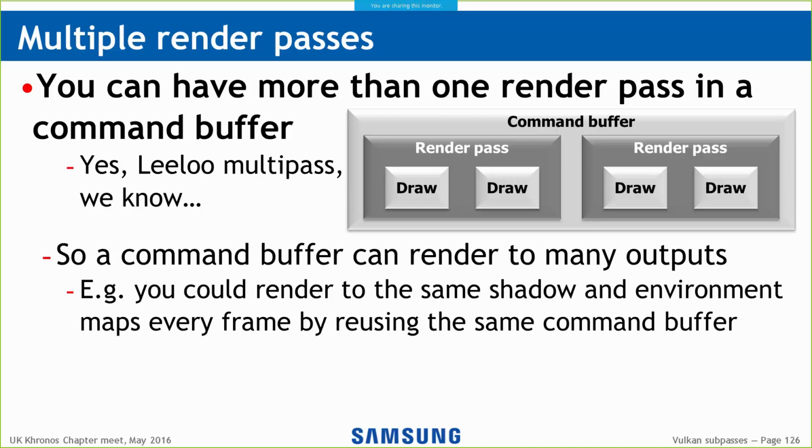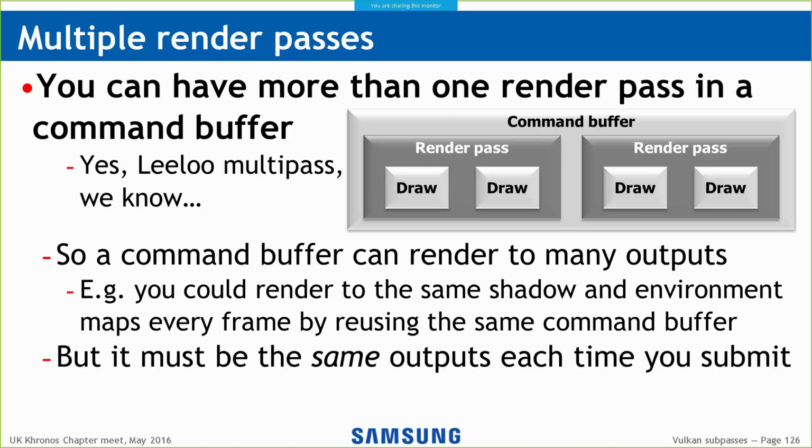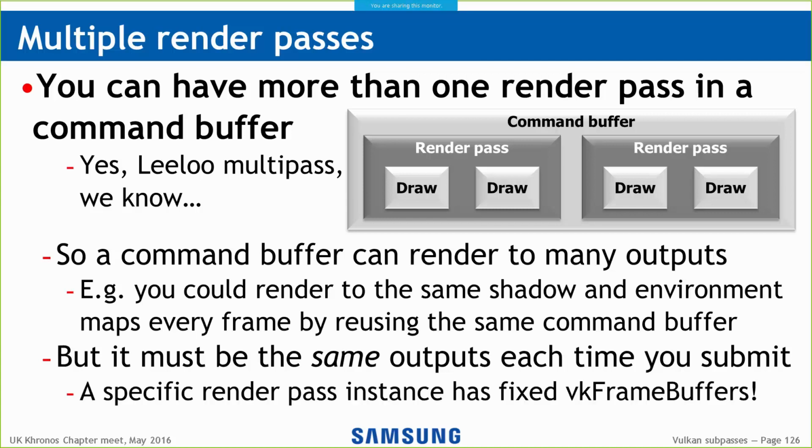The one complication is that it does have to be the same targets. There's no way of mapping from the command buffer to a write to a different output each time. So you can't easily do that to something like a frame buffer, because you probably want it to point to a different frame buffer output each time. And that's because the frame buffer is inside the render pass instance.